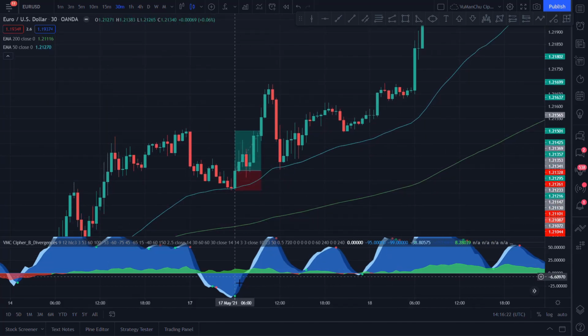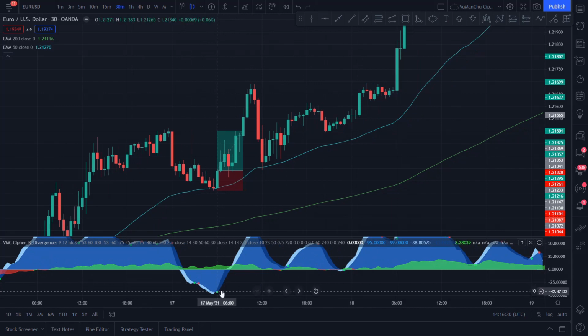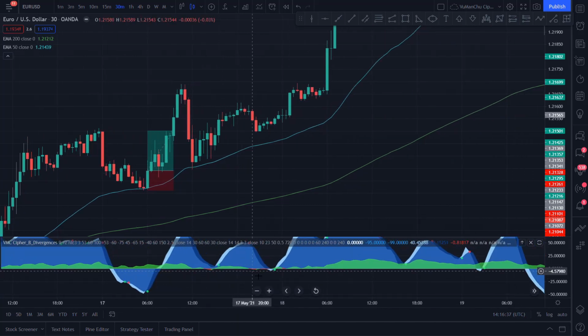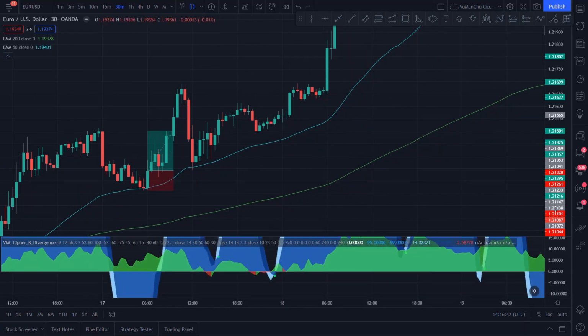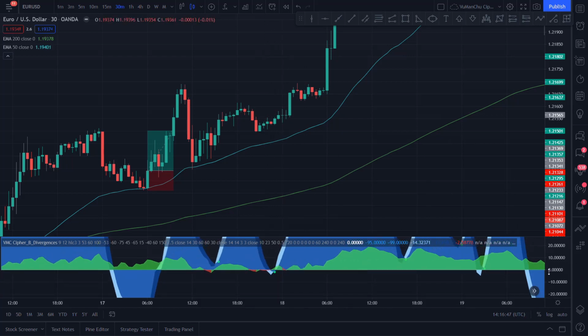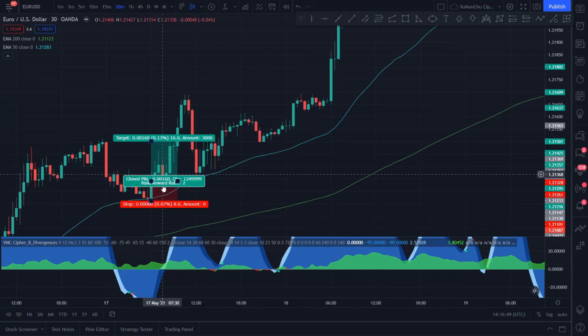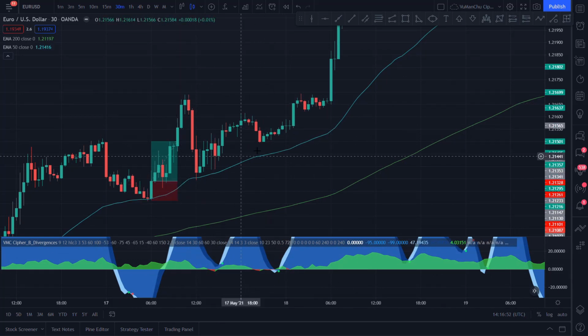Let's look at another example. So the easiest way to find entries is to first look down on the Market Cipher and find those opportunities when the money flow index is green and you get a cross up under the zero line. If we look, we get one here. Yes, it's crossing upwards under the zero line, and we have a blue money flow index. But if you look on the price, you don't get any big pullbacks into the 50 EMA, so we are going to skip this one.